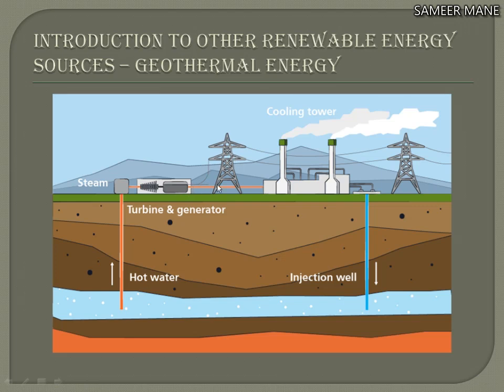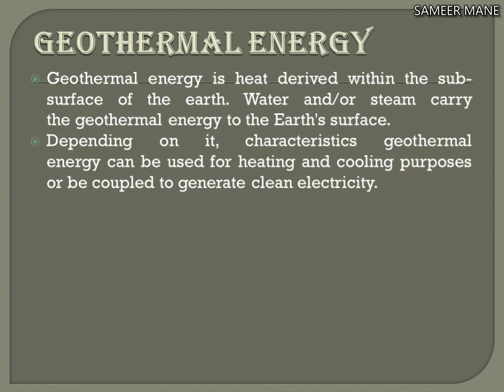This hot steam is sent towards the cooling tower, where it deals with the condenser. This hot steam gets condensed, and the steam is converted into water and further injected into the reservoir or the earth's crust. This is the principle of geothermal energy. Let's see geothermal energy in detail.